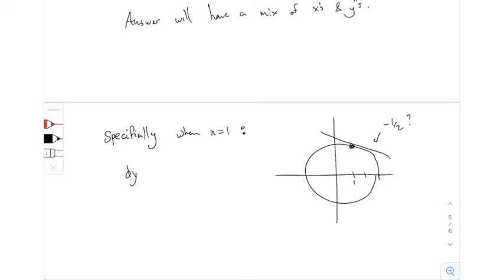So remember the formula that we came up with was dy dx equals minus x over y, right? And I just want to plug in x equals 1. Unfortunately, you also have to plug in y here, which is not great, I guess. Like it's maybe not obvious what the y even is here.